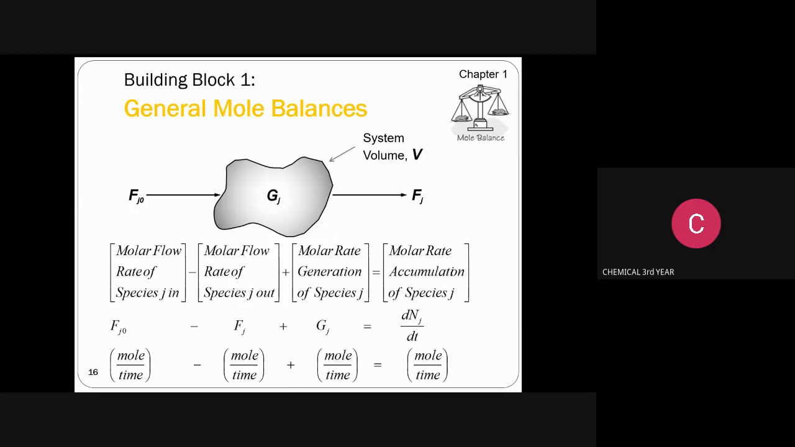You already know about the mole flow rate, the mole flow rate of species out, and the mole rate of generation of species. Okay, we have to know about this equation that is applied to first order, second order, or third order reactions. Okay. So we all know about it, but there are problems that come under it.